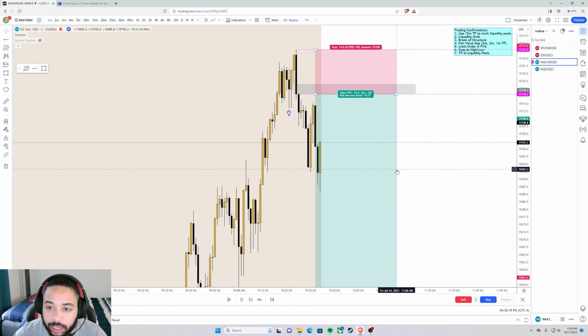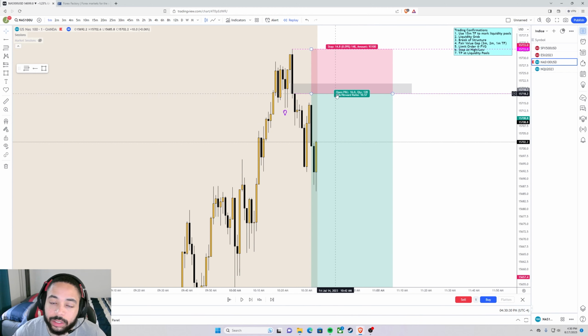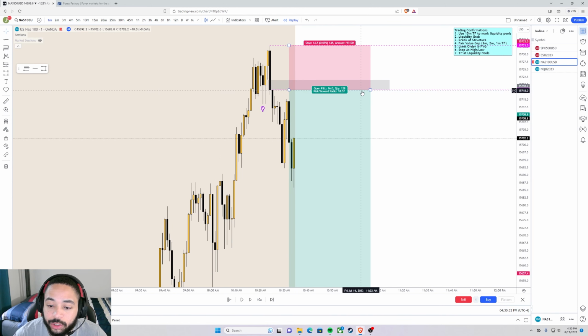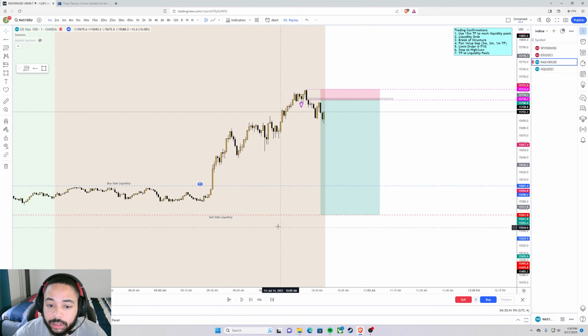And after 11 o'clock, I don't take any trades. So you guys see how this structure break and the fair value gap was formed at 10:25. So this limit order will only be active for about 35 minutes. If I'm not in a trade by 11, then I would delete the order. The only time I will delete the order is either when it hits 11 o'clock, or if the opposing liquidity pool was taken.